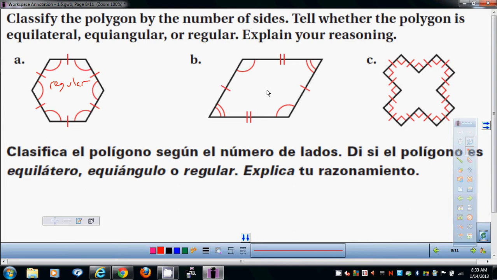What about equilateral? Let's start with that one. Are all the sides equal? Yes, they all have the same number of dashes. Now here's why it's not regular. Here's why it's not equiangular.